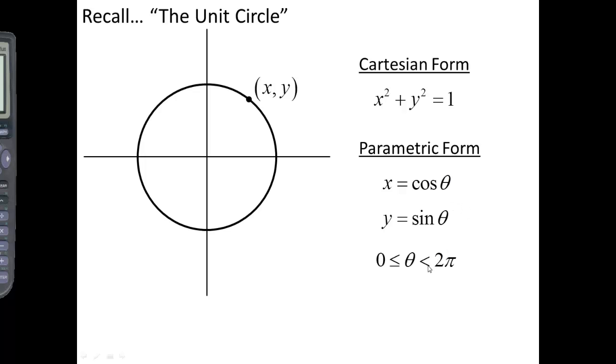Now notice we don't include 2 pi in that interval because for the unit circle we only have to include one of the endpoints, 0 or 2 pi. We'll typically include 0, not 2 pi, again because they're at the same location. No need to include both of them. So we've been doing parametric equations all along. X is a function of theta, Y is a function of theta, theta is on some specific interval.